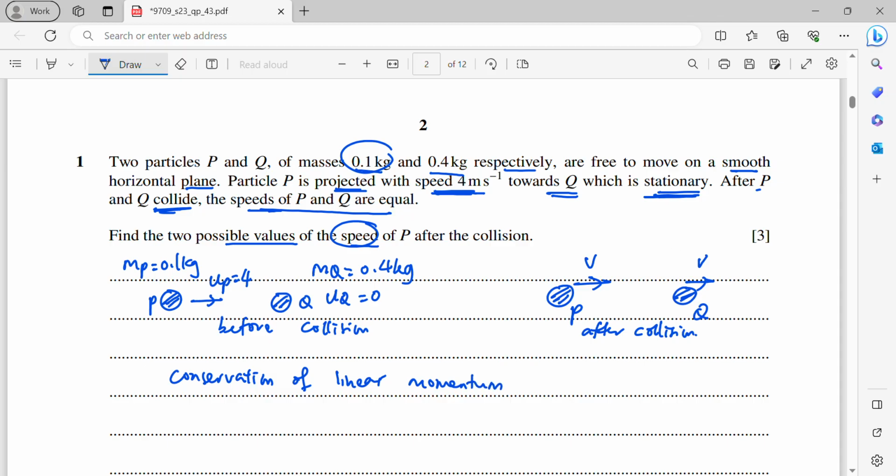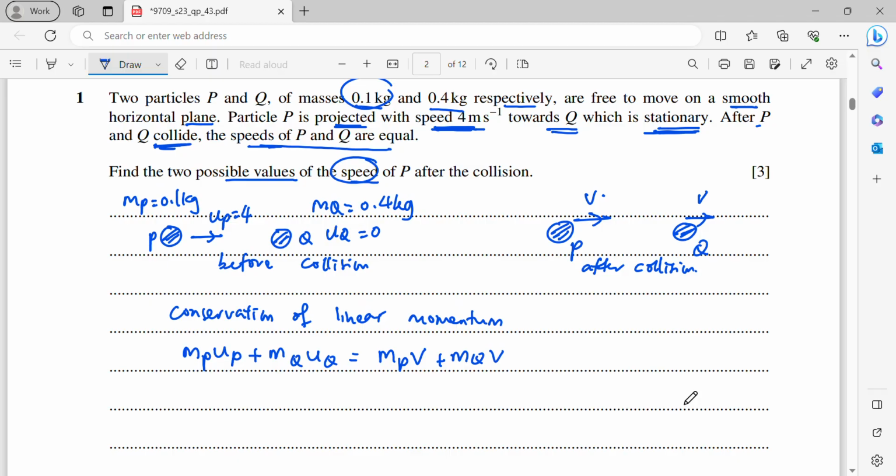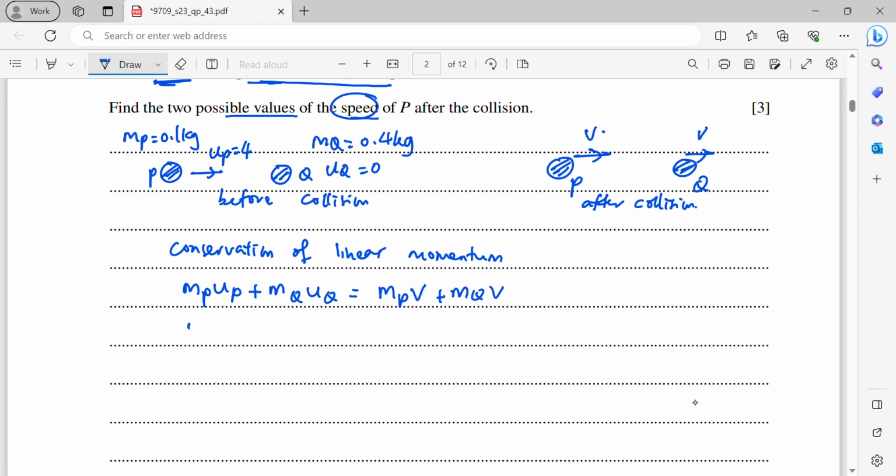Conservation of linear momentum means MP UP plus MQ UQ. This is the total momentum before the collision. Then it will be the same as MP V, because the speed is V, plus MQ V, which is the momentum after the collision. Now I will replace all the values. My MP is 0.1, then UP is 4. I will assume the right side is positive. Then plus MQ is 0.4, but UQ is 0. Equals MP again 0.1 times V plus MQ 0.4 multiplied by V. So the left hand side is 0.4, and the right hand side you will get 0.5 V.